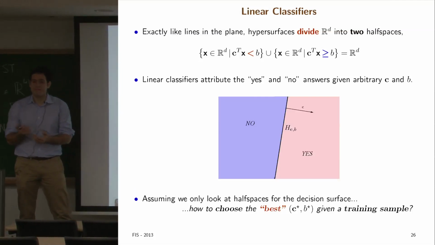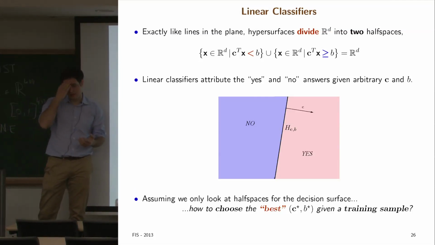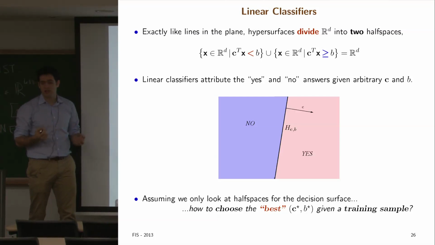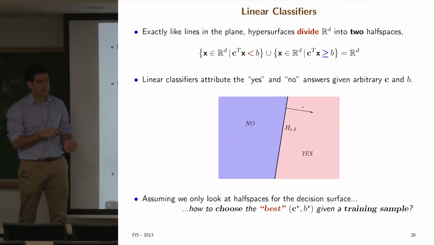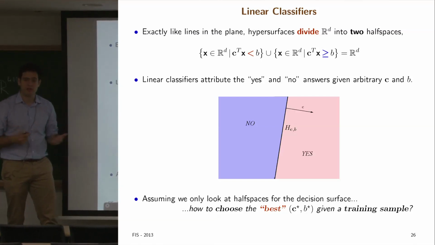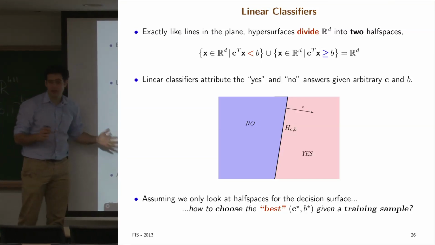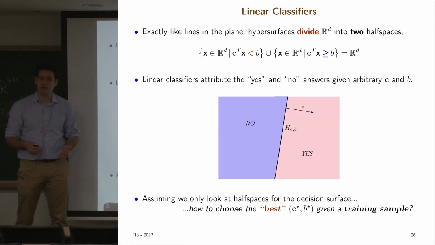So once I have defined this hyperplane, basically I can very easily define two sets, two half spaces, which are the set of points x such that C transpose x is smaller than B, and C transpose x is bigger than B. And of course, when you unite both, you just recover the whole of R^d. So this is just how linear classifiers work. It's just a direction, a constant to place the hyperplane, and then just split the space into two halves.